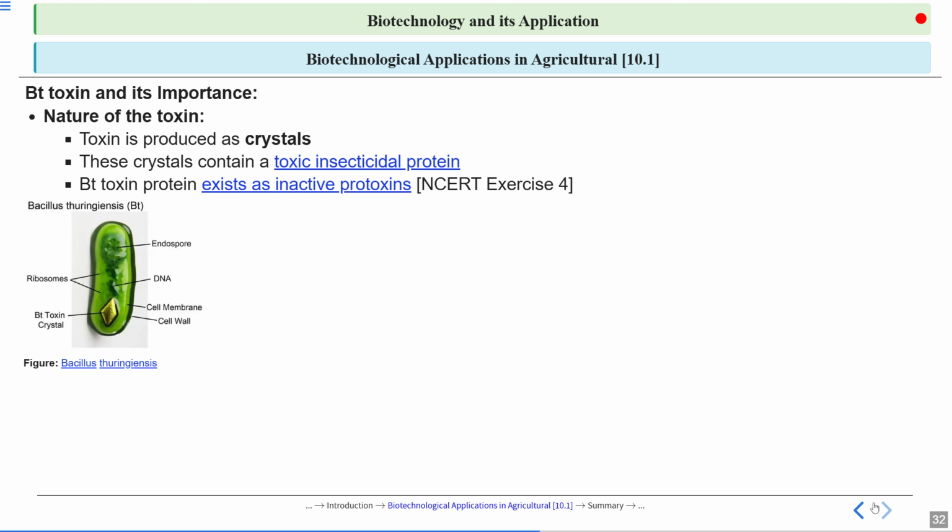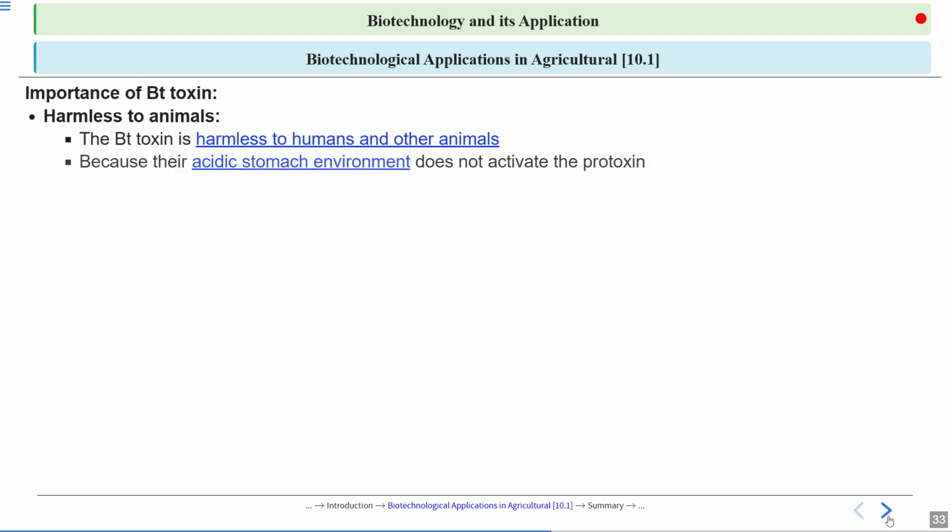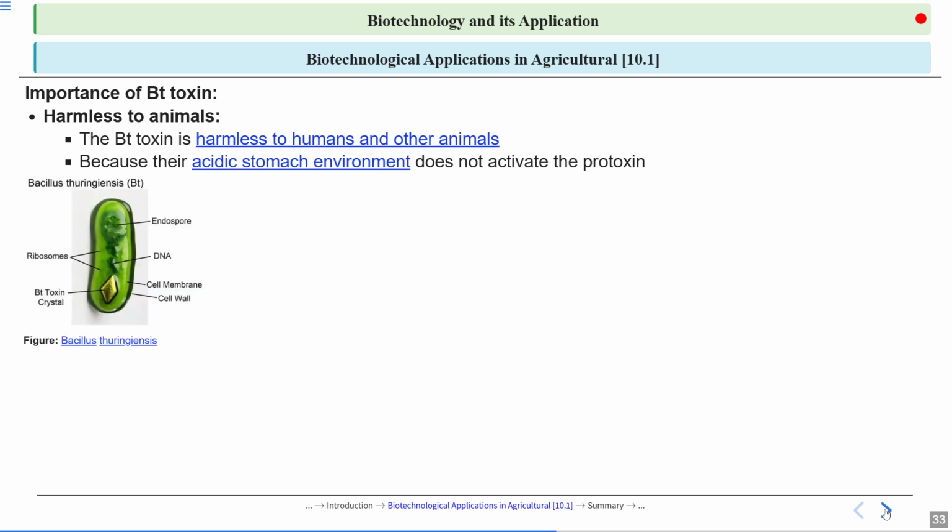Now we can ask, if this is toxic, then why is it not causing any problem to the bacterium itself? Because it is protoxic, it is in inactive form. It is harmless to animals, because the Bt toxin is harmless to humans and other animals, because their acidic stomach environment does not activate the protoxin. To activate this protoxin, we need an alkaline environment, but humans and other animals have this acidic stomach environment.